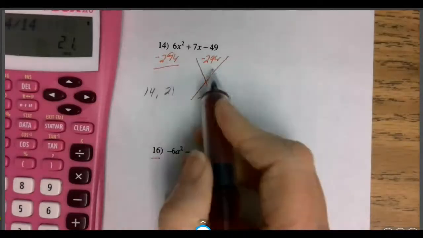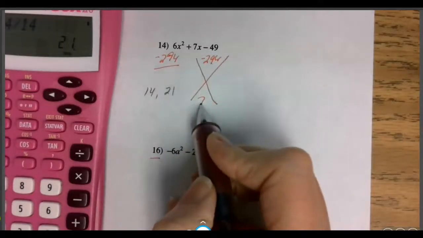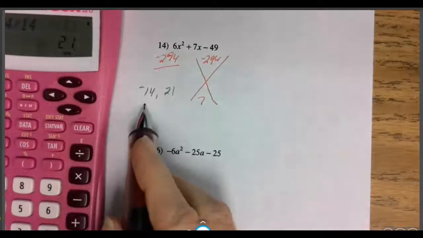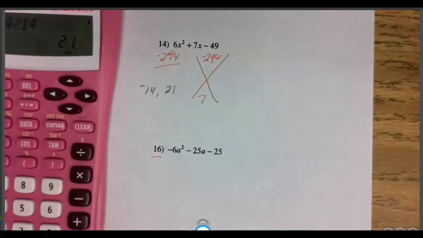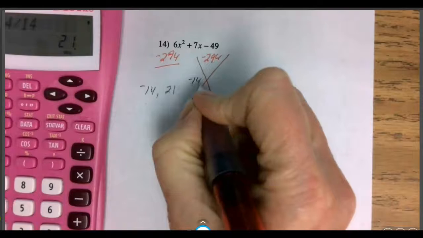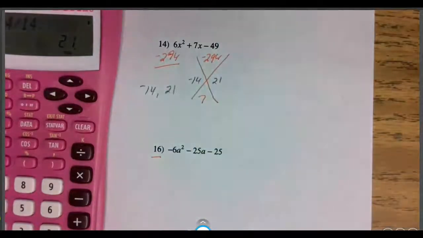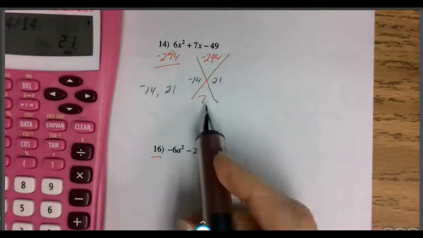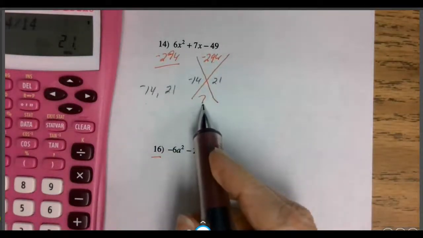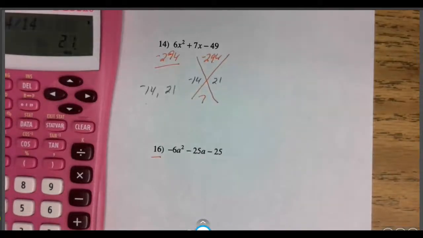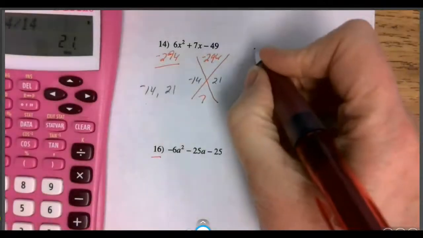Our signs are different, so the largest one has to be positive. Look at that. Negative 14 and positive 21. We nailed it on the first one, well, kind of. Had it not come out that way, we would have just kept trying to see which pair would give us a difference of 7. We got lucky, but that's okay. Now we're going to write it in expanded form.